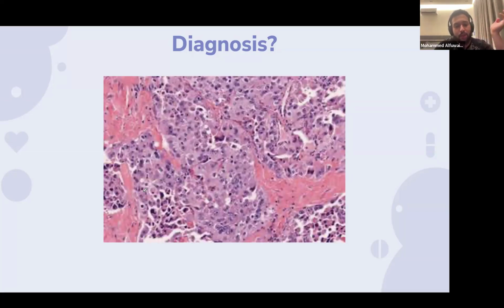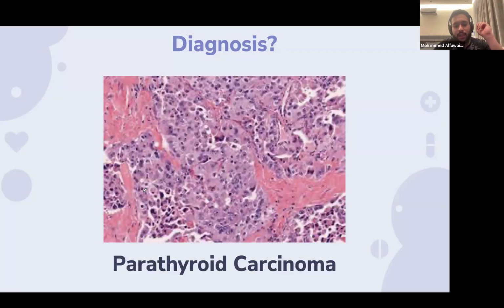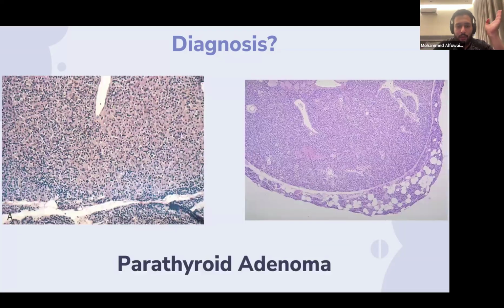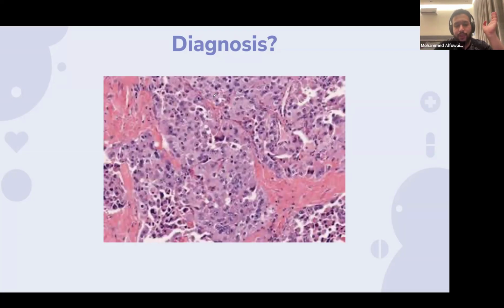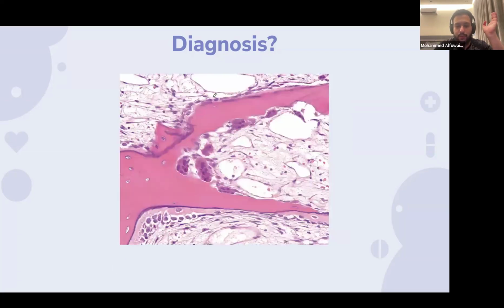Parathyroid carcinoma, okay? Nothing too much to explain here. It's much more anaplastic, and it's not uniform like the adenoma, where you can see a lot of T cells and oxyphil cells as well. Okay? This is parathyroid carcinoma.